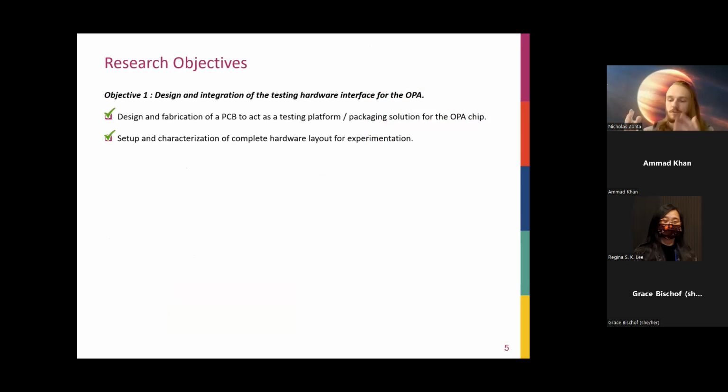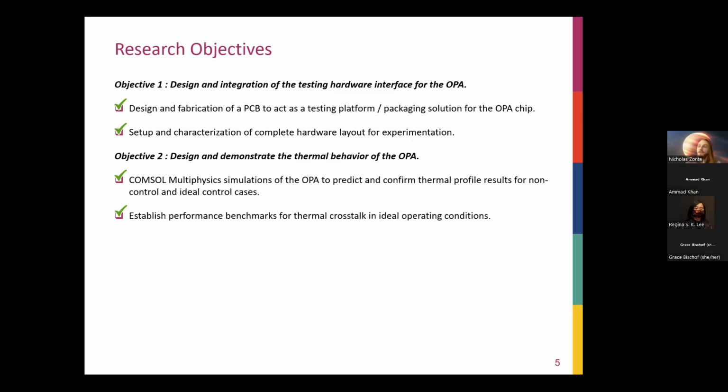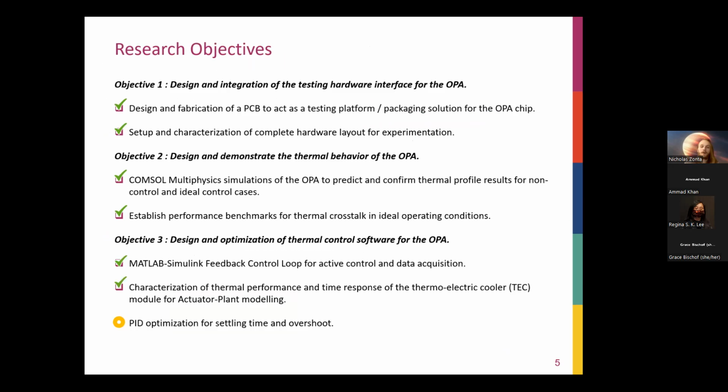So what are our objectives overall? One was to design and integrate the testing hardware of the OPA chip, which was 18 by 18 millimeters, onto a PCB, and then set up and characterize the hardware for the experimentation. Second was to design and demonstrate the thermal behavior of the OPA. This was done through COMSOL multiphysics simulations to predict the thermal profile, as well as establishing the performance benchmarks experimentally for the best conditions that we could.